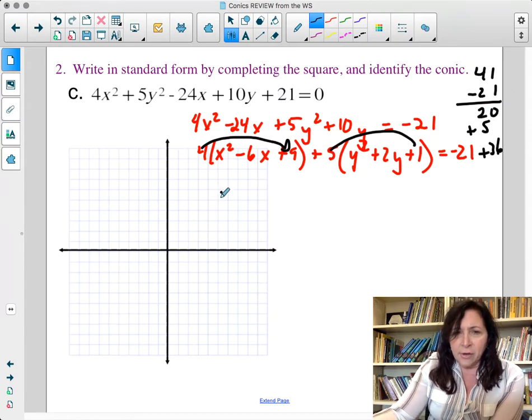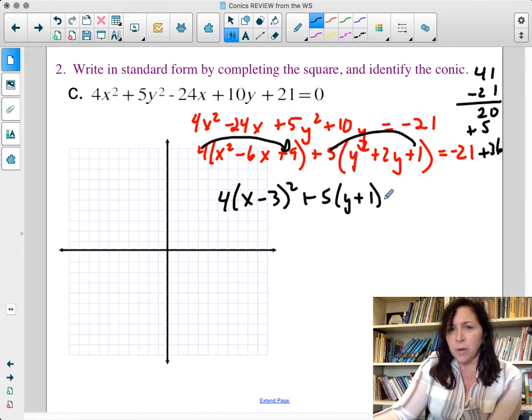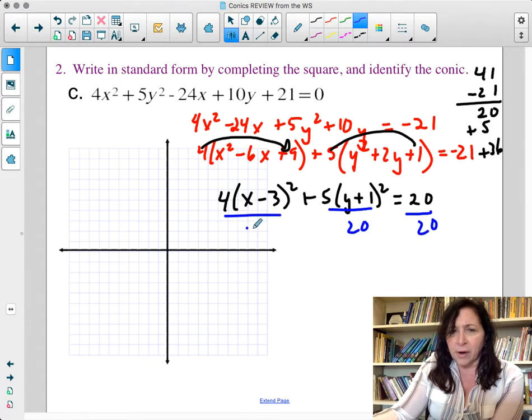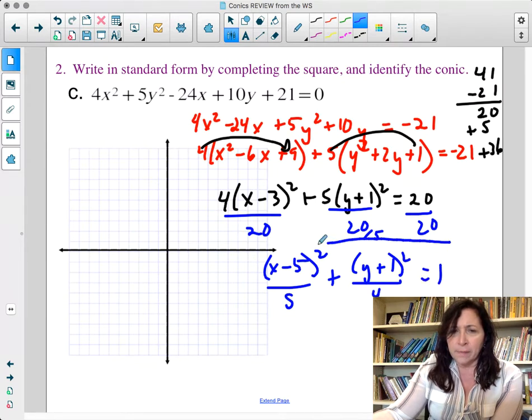So what I have here is 4 times the quantity x minus 3 squared plus 5 times the quantity y plus 1 quantity squared is equal to 20. I'm going to divide everything by 20 because in standard form there is a 1 there on the right. I'm going to get x minus 3 quantity squared over 20 over 4, which is 5, plus y plus 1 quantity squared over 20 divided by 5, which is 4, is equal to 1.